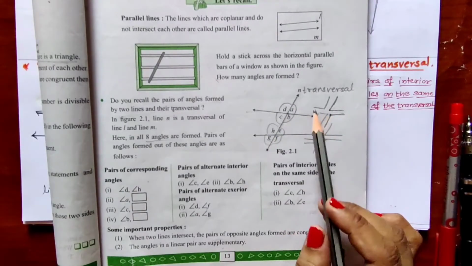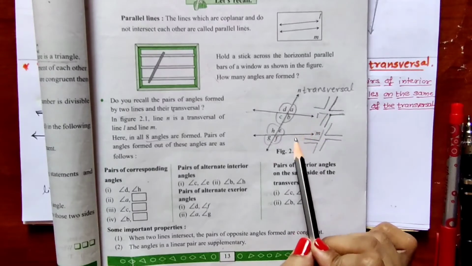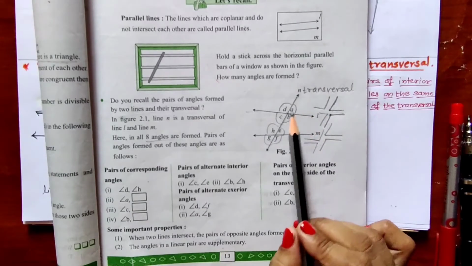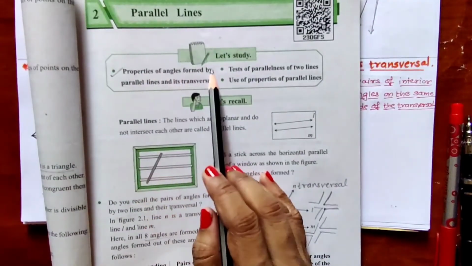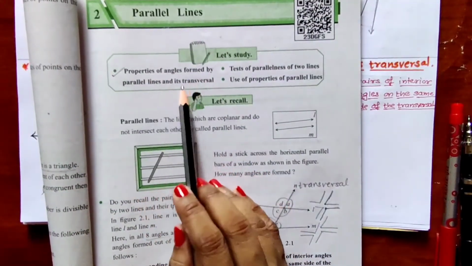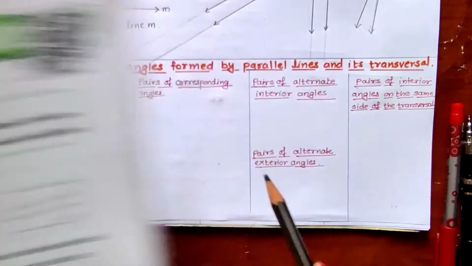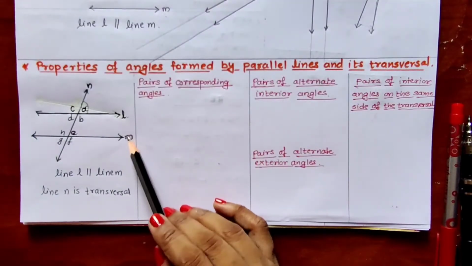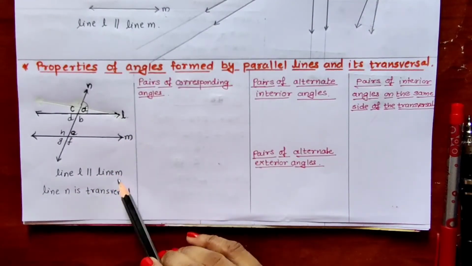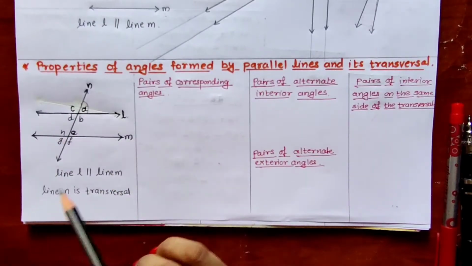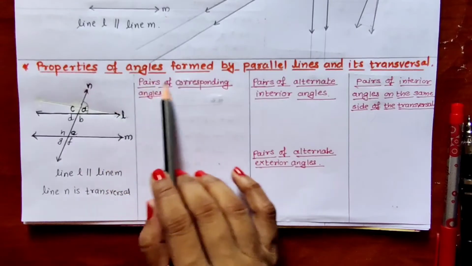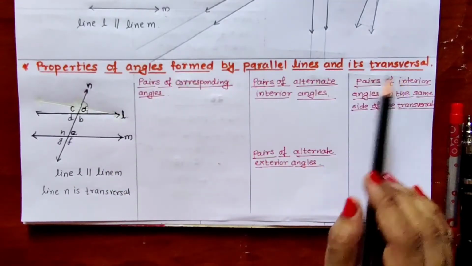We will see the properties of two parallel lines and a transversal. That means angles formed by two parallel lines and its transversal. So here you can see I have drawn two parallel lines. Line L is parallel to line M, and their transversal is line N. So we will see the properties of angles formed by parallel lines and a transversal.